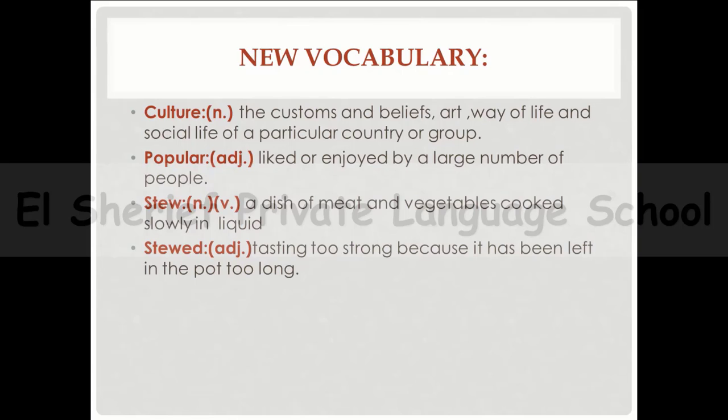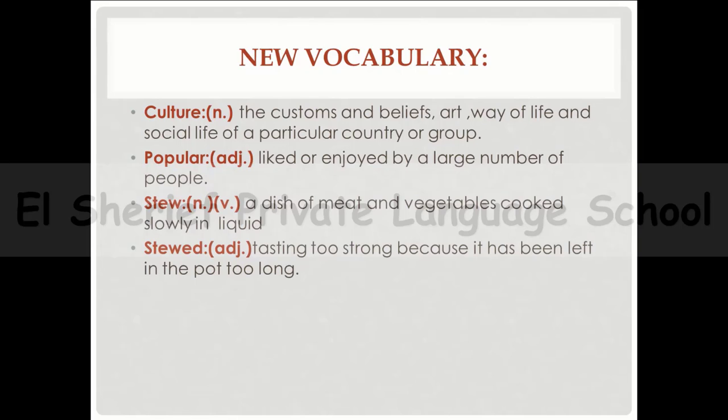And now let's move to popular. Listen to this example. Football is a popular sport all over the world. So what do I mean by popular? Popular means liked or enjoyed by a large number of people. So this is popular and it's an adjective.